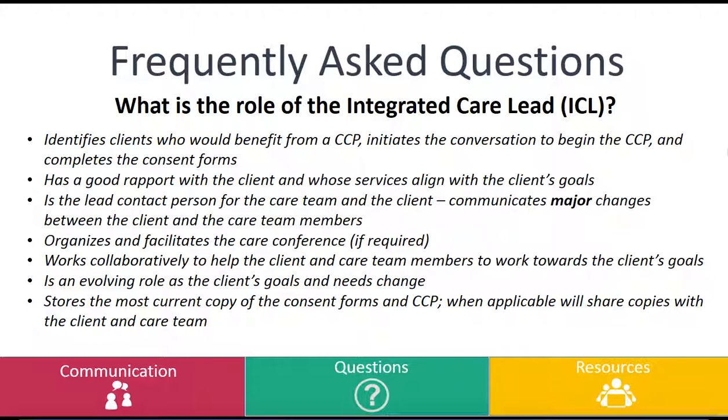The integrated care lead should have in store the most updated version of the coordinated care plan, and they should also communicate with the rest of the care team when there is a change in the client's status or as it pertains to the CCP. When applicable, they should also share copies of any documents with the client and the care team. This role is really not meant to be exhaustive or overwhelming at all. It's really meant to be an evolving role where others can step into the role of the ICL as a client's needs change or as goals have been met and new ones have been established.